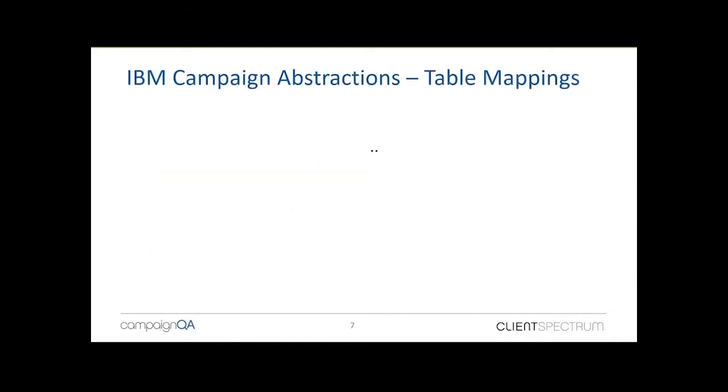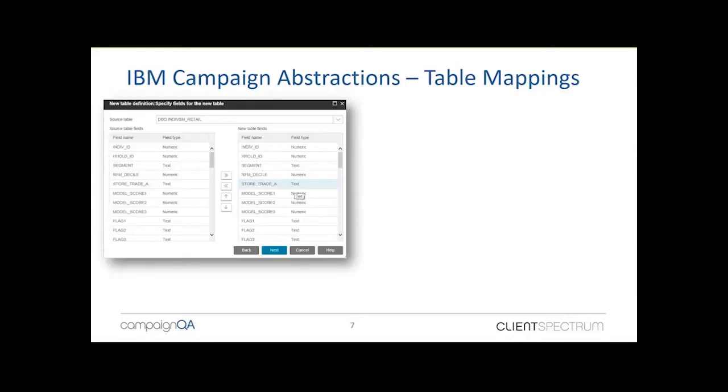So one thing I'd like to touch on first for the abstraction piece is just the concept of table mappings. I think probably a lot of us are familiar with the concept of a table mapping in IBM Campaign. It's a way for me to reference a table, a set of columns in some object somewhere in a database or a file, and leverage that.